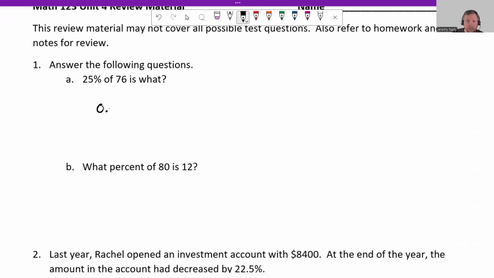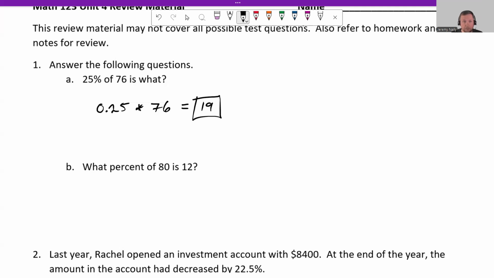And you can just directly translate that, the 25%, just write as a decimal. The "of" turns into multiplication, and the 76 stays as it is. So I get 19.